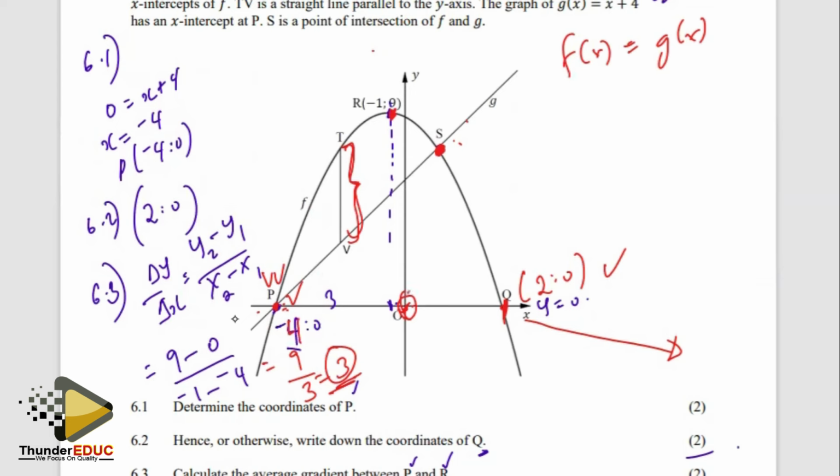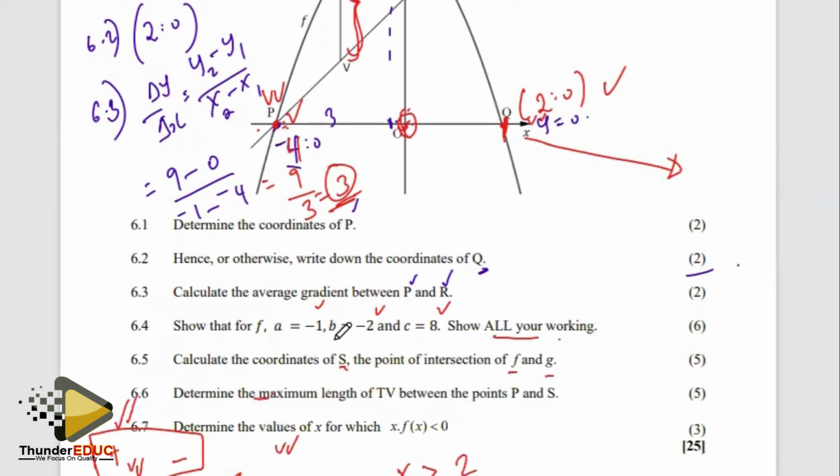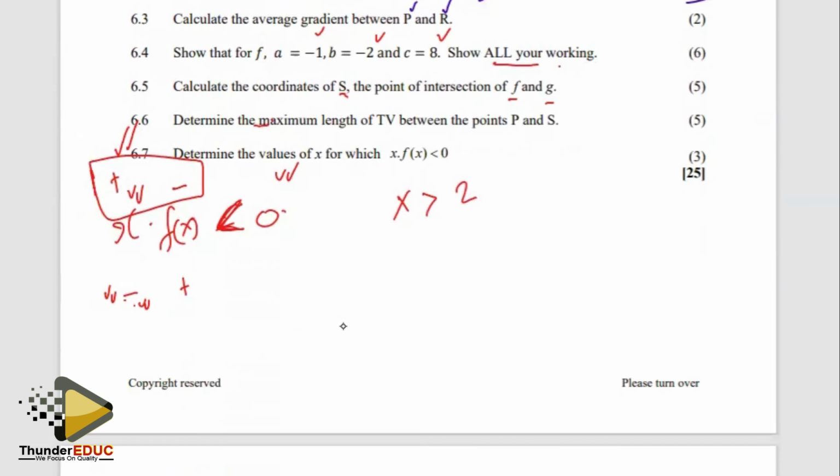I cannot stretch much into that side because we said we're looking at the negative axis. So we're going to say negative 4 is less than x is less than 0. So this and that will give us the 3 marks.